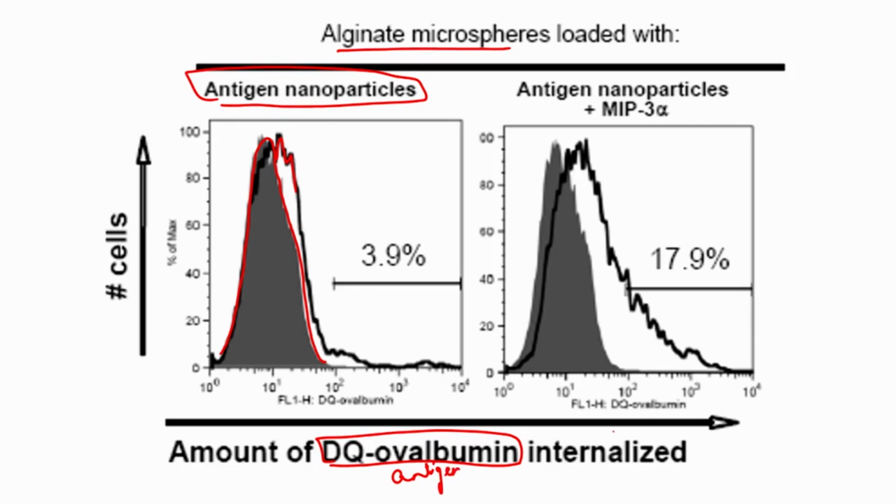whereas if you compare this with the microspheres that were also releasing MIP3 alpha, then you see that in vivo you have quite a bit higher, almost 6-fold or 5-fold increment in the amount of cells that are positive for your antigen, and the more cells that are positive for antigen, that means the more immune response is going to get activated against this.